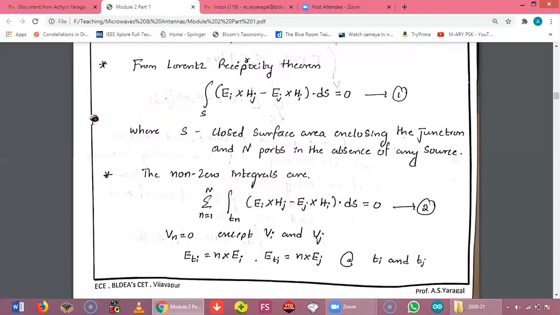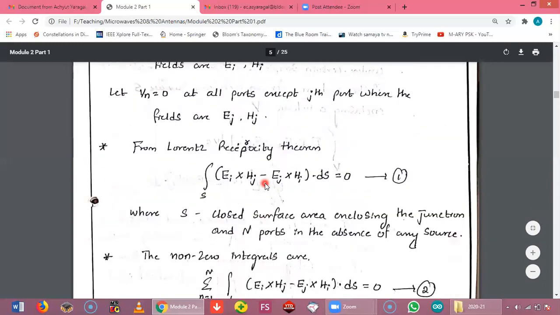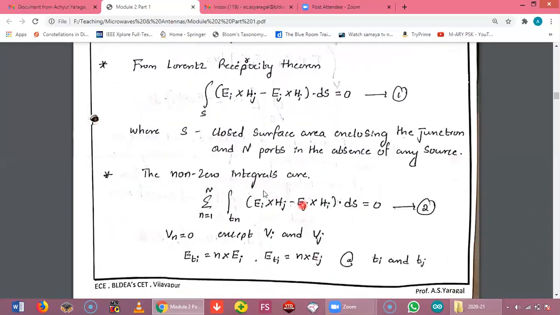We have to consider these two ports here, where exactly we were having this electric field and a magnetic field. So those two ports are only considered here. Vn is equal to 0 except Vi and Vj here. In that case, at time Ti, N into Ei will be there, at time Tj, N into Ej will be there, at Ti and Tj here.